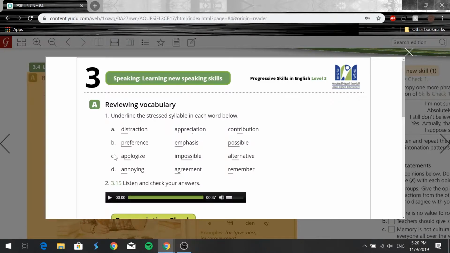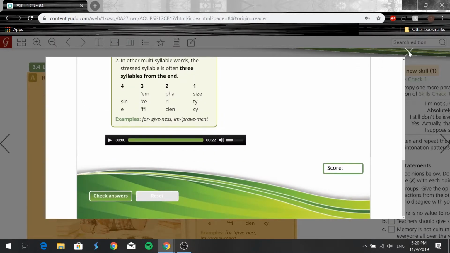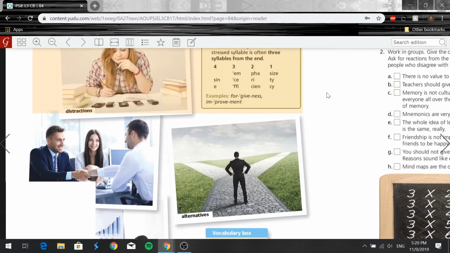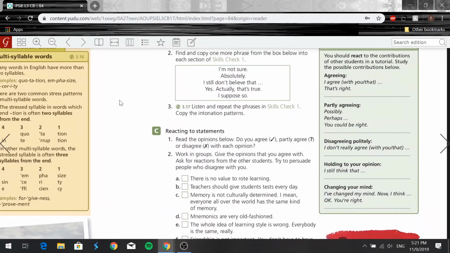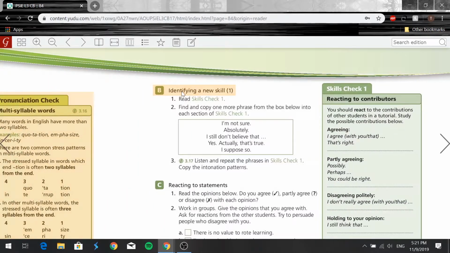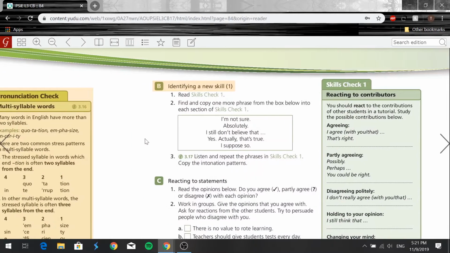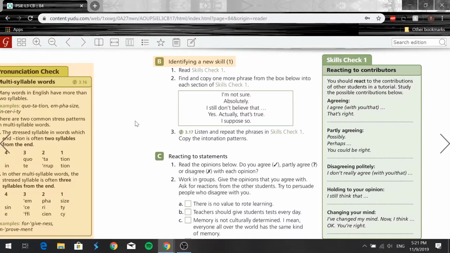Okay, now let's move on. Anything else here? No. We just have the vocab box: absolutely, agree, disagree, disturb, either, I suppose so, interruption, and either or neither. Both are correct. Now let's go to exercise B, identifying a new skill. So read skills check 1. So let's go to skills check 1.